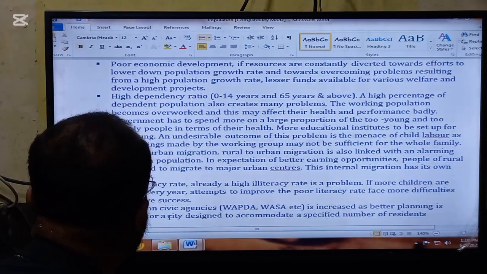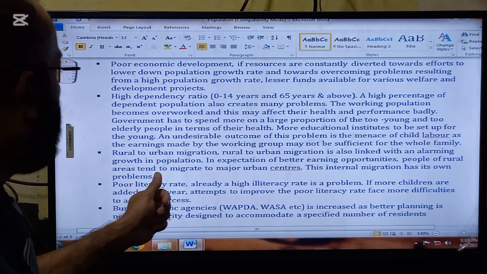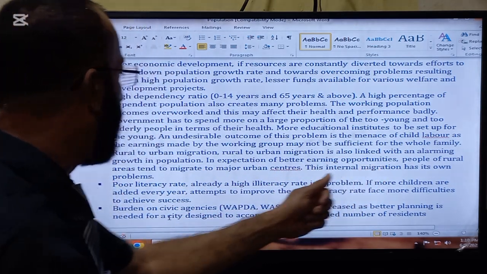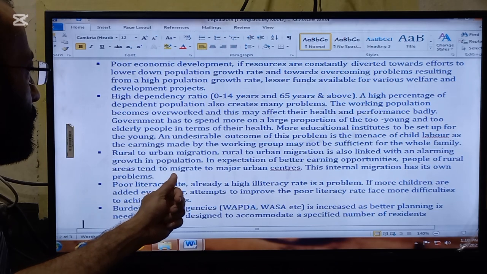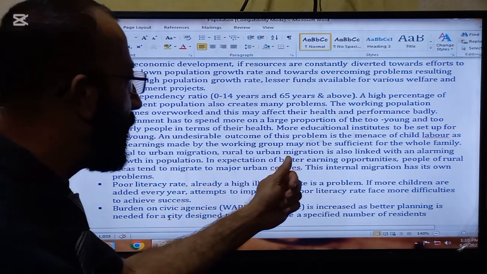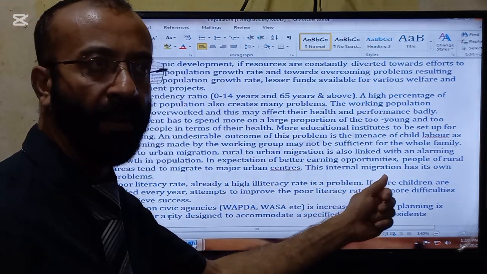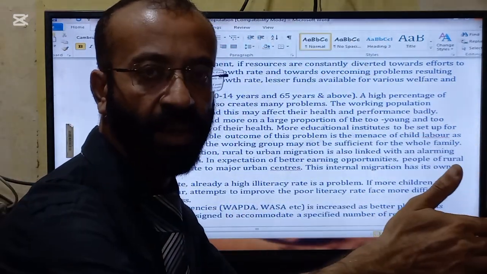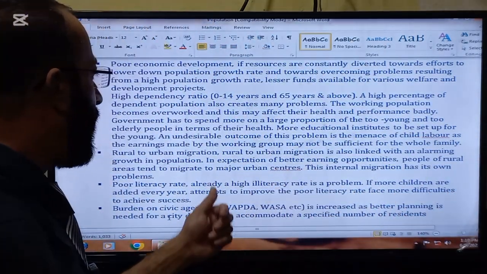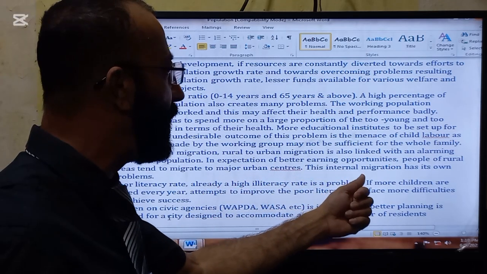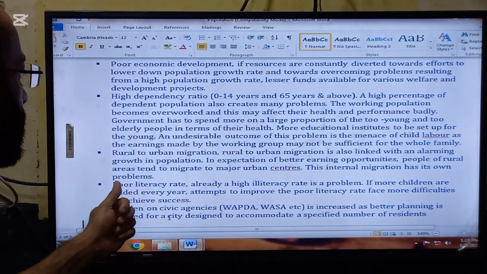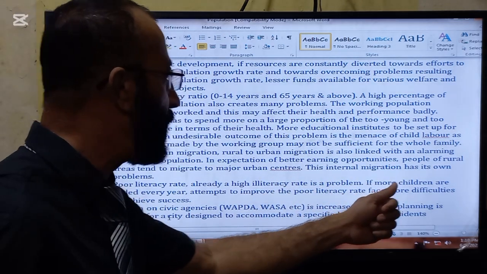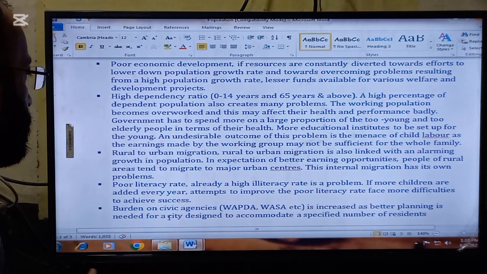The next problem is rural to urban migration. Rural to urban migration is also linked with an alarming growth in the population in expectation of better earning opportunities. So people are coming from the towns and villages towards cities. They are actually expecting better earning opportunities. People of the rural areas tend to migrate to major urban centers. This internal migration has its own problems.